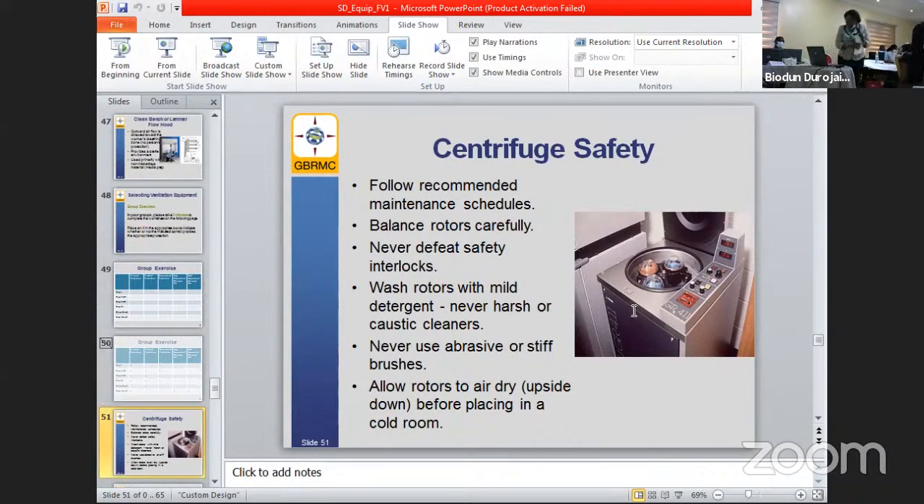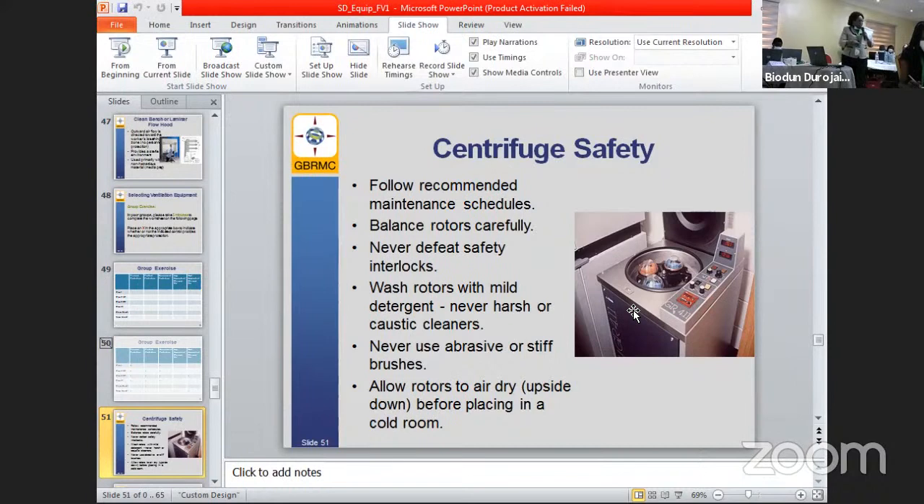So let's quickly go to centrifuge safety because we need to run to the next module. So for your centrifuge, you're looking at your centrifuge. Centrifuge safety. Are we all used to centrifuges? Because some people don't work in the lab. Is there anybody that has not seen a centrifuge yet? Have we all seen centrifuges? And we know that they have different pockets. So you have to follow centrifuge safety.